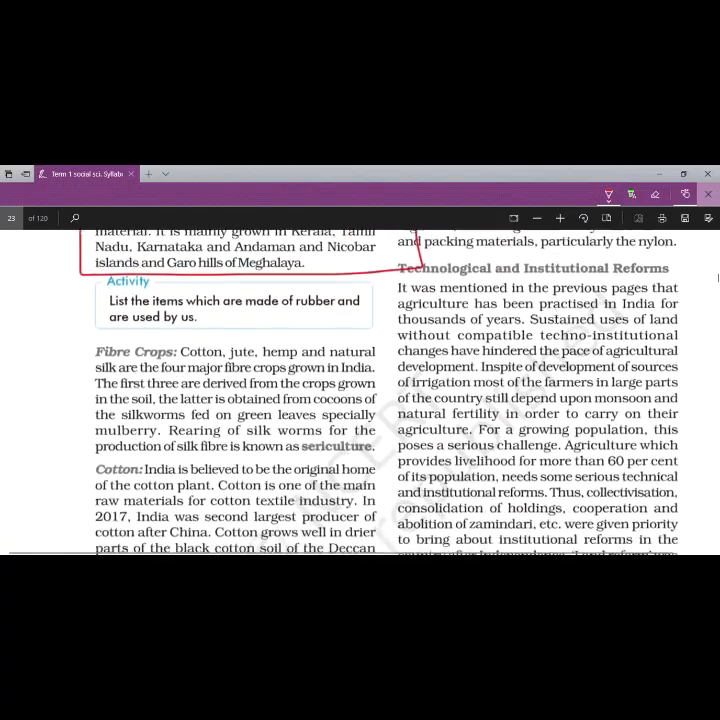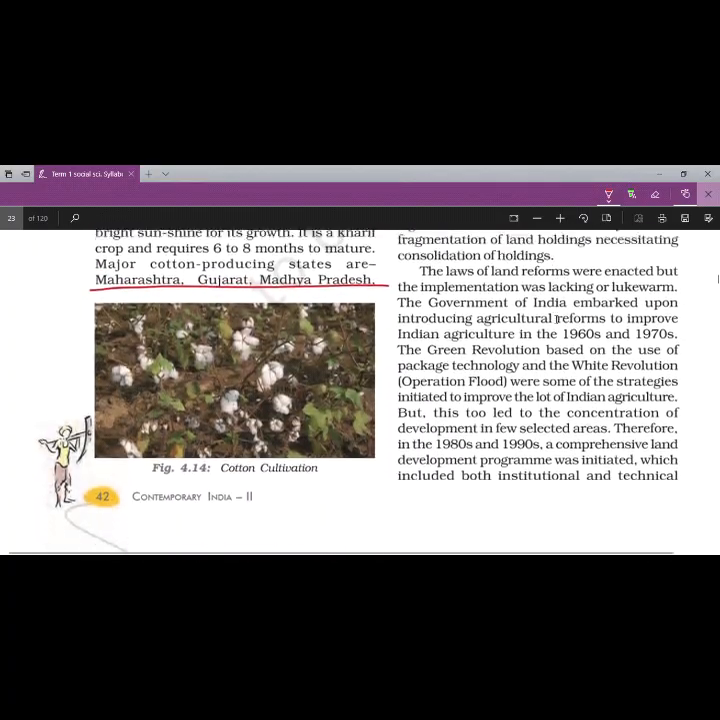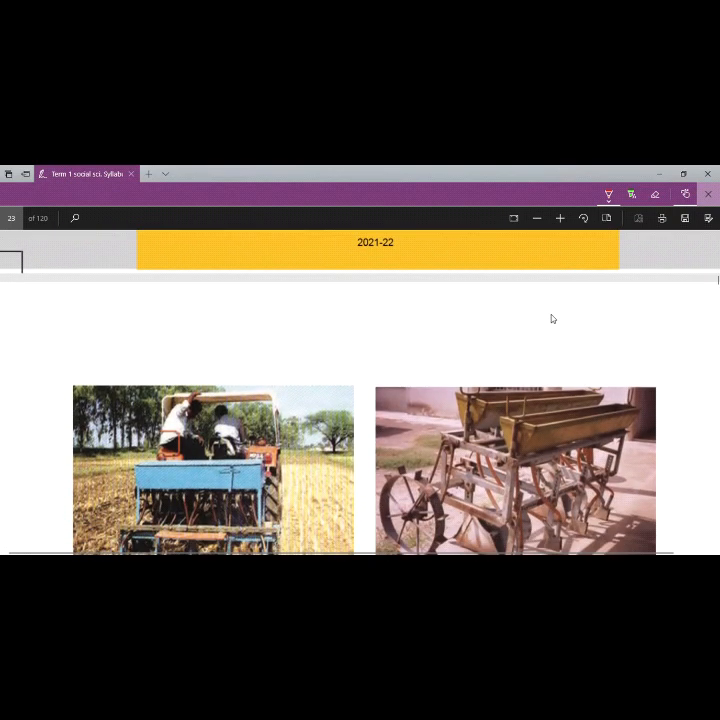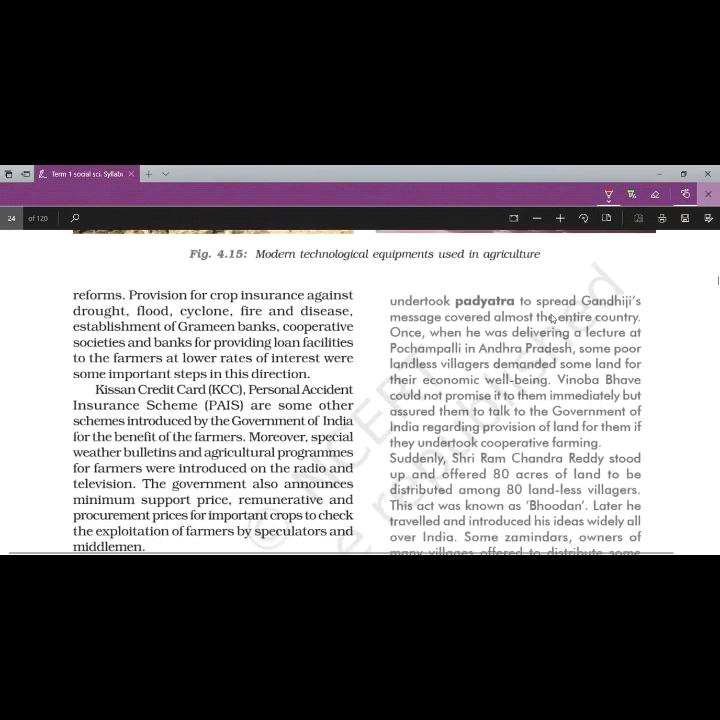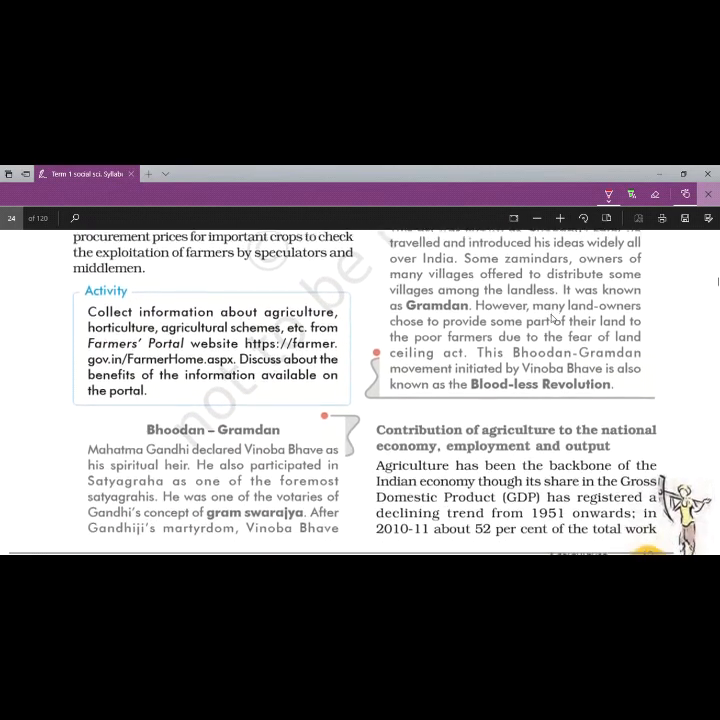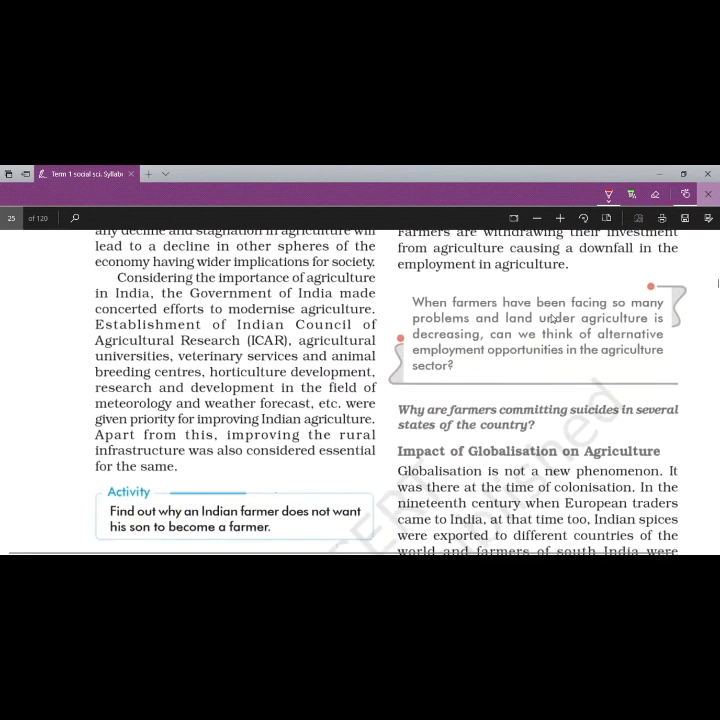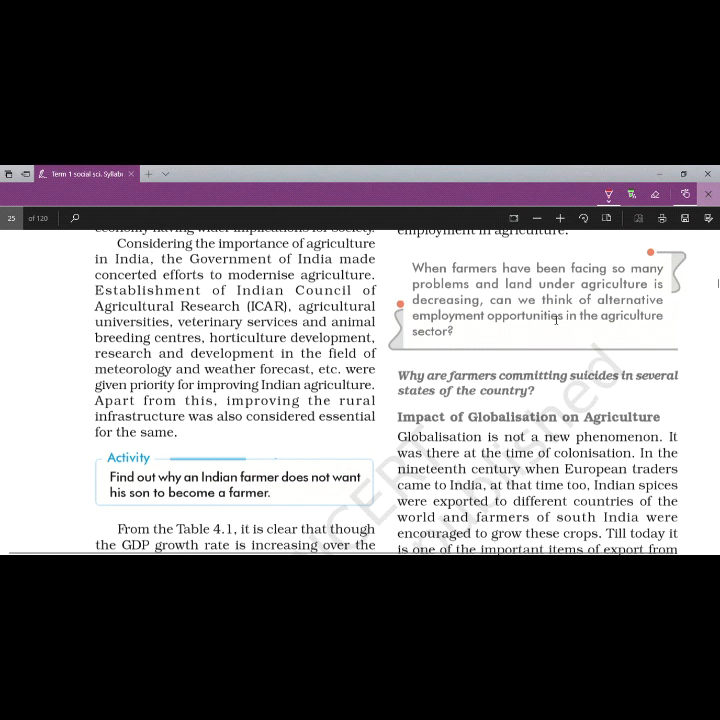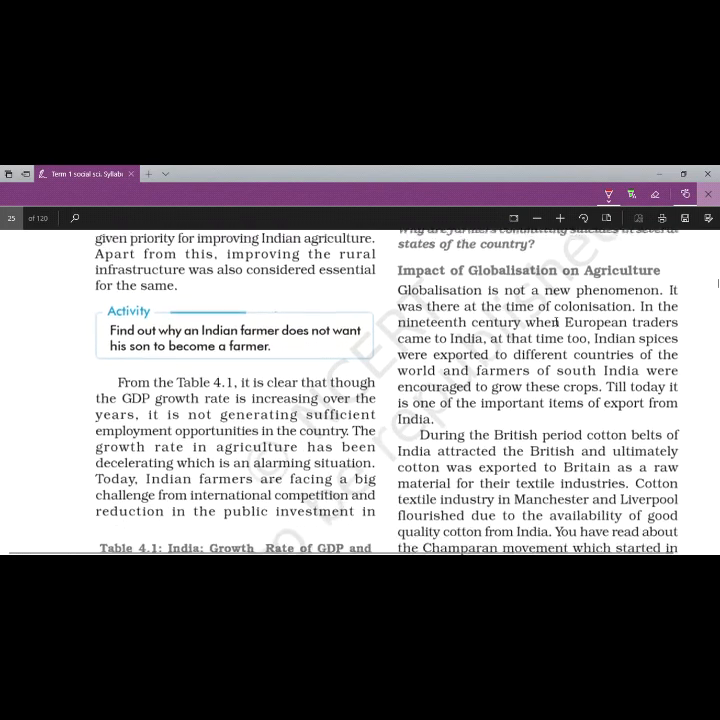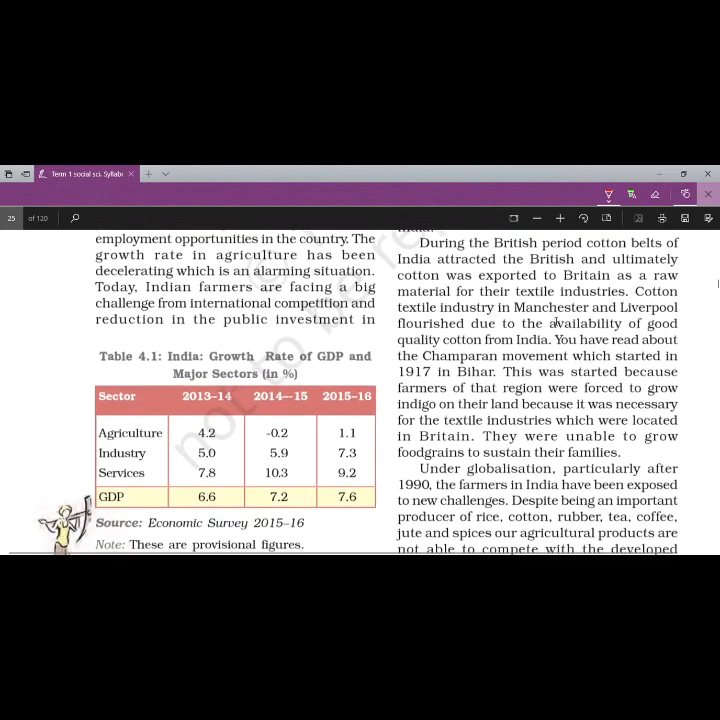Then we have the topic technological and institutional reforms. You have to do the whole topic as it is, and any question from any line can be framed. So this was all about this chapter and the map work. Map work is included from Chapter 1, types of soils, and Chapter 3, water resources. Chapter 3 water resources is completely in periodic tests only. It is not in your Term 1 exam, which will be conducted by the board. I hope you have understood. And from agriculture, I have marked all the states included in map work: rice, wheat, sugarcane, tea, coffee, rubber, cotton, and jute.